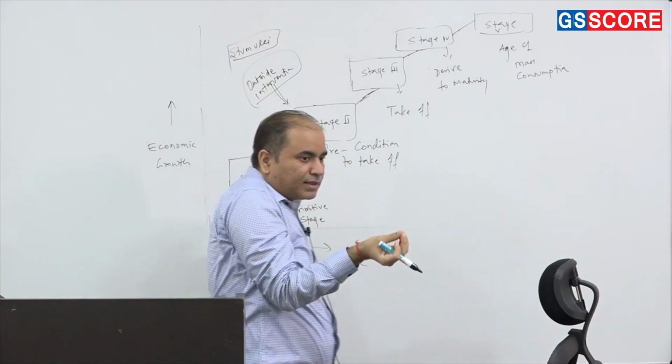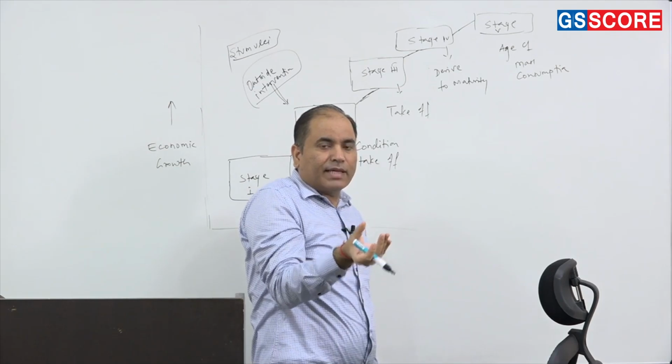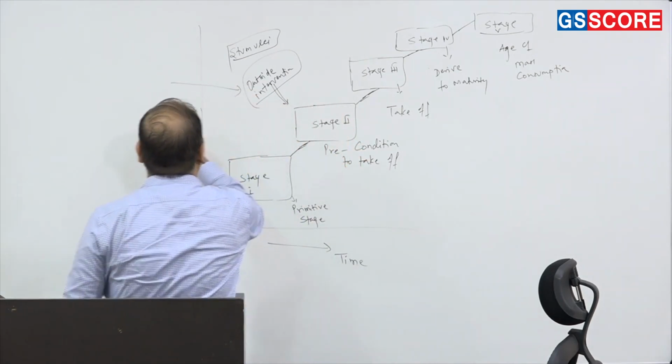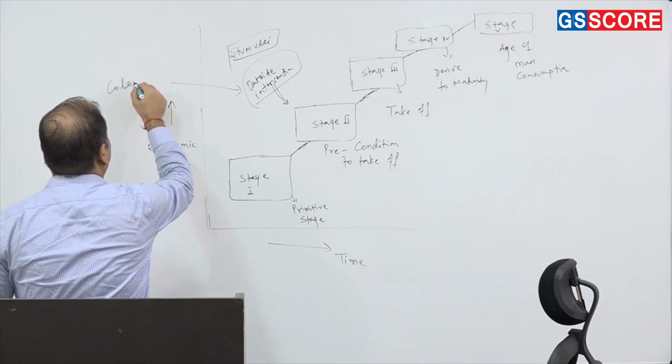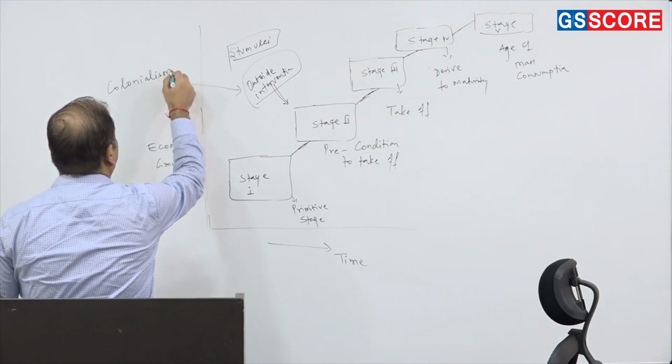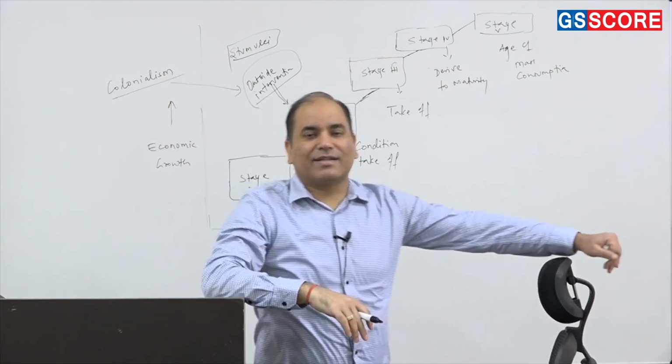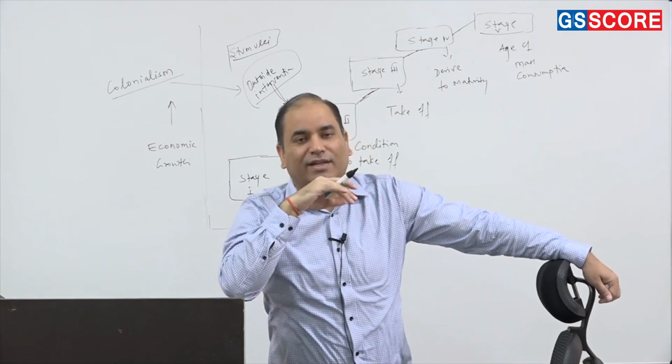So, some extra thing is needed. Which is the extra thing that he is talking about? Colonialism. So, it is the colonial structure which he is trying to justify.